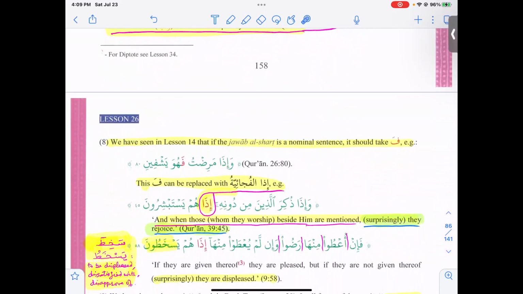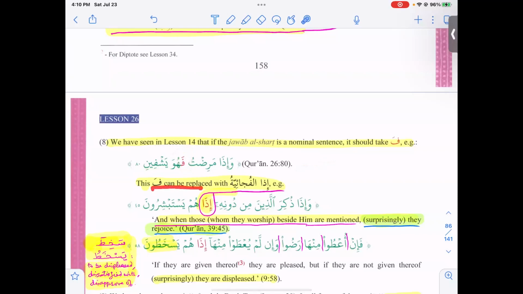We have seen in lesson 14 that if Jawabu Shart is a nominal sentence, it takes fa. Remember, Ismiyatun, it takes fa. Fa idha amritu fahuwa yashvini. So Iza has come as the shart. Iza is the zarf, containing the meaning of shart. Amritu is the shart, and this is the jawab of shart: huwa yashvini. So fa has to come. This is from Quran, you know.